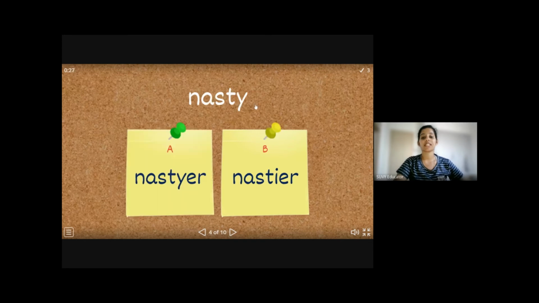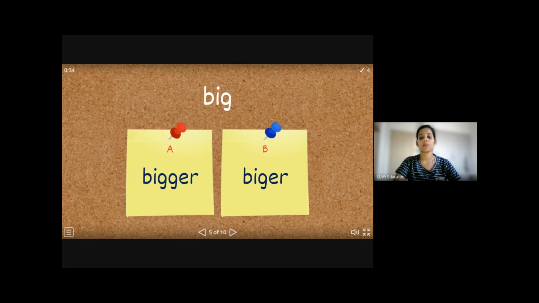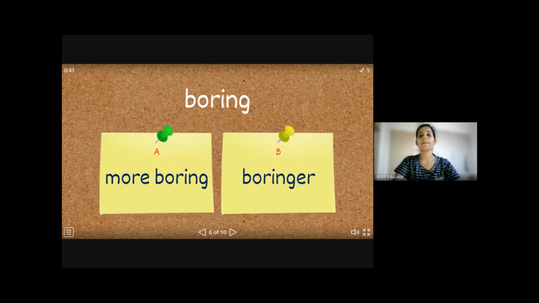Nicer. Okay, nasty. Again, this is ending with a Y. So we add an IER. Okay, so for big, we add double G. So that is one thing that I did not explain, but I am sure you must be very clear with that. It is not biger, it's bigger. Boring. Okay, so boring has a lot of vowels, and we don't say boringer, we say it's more boring.